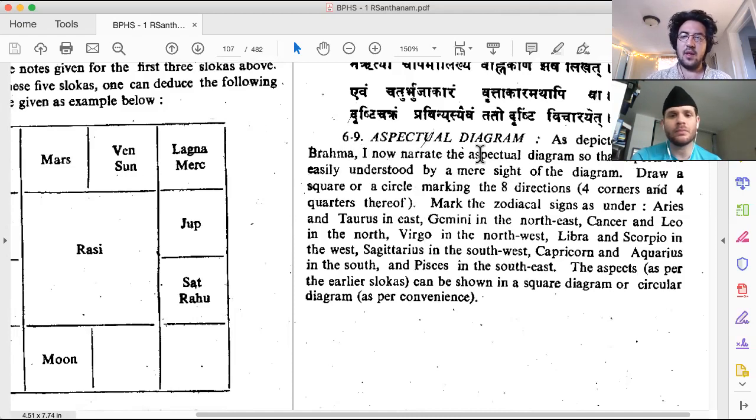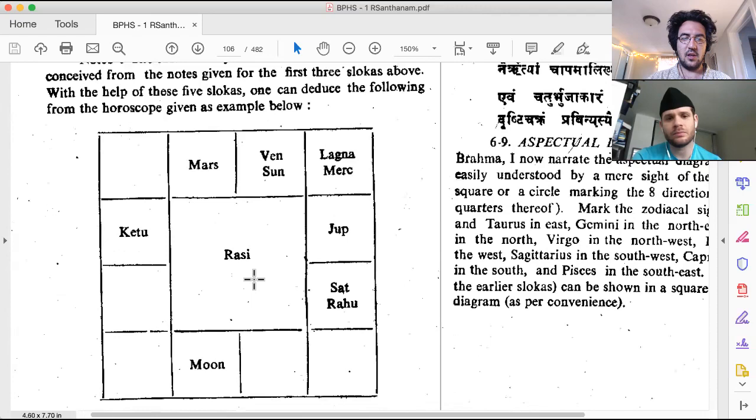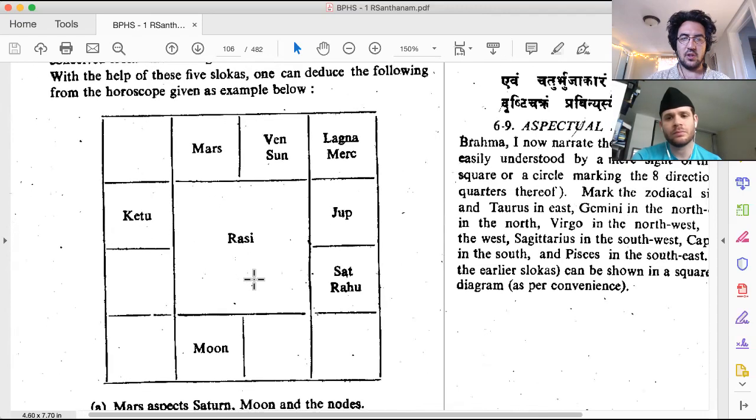But anyway, then he gives the aspectual diagram, which is basically just this South Indian chart, as far as I can tell.